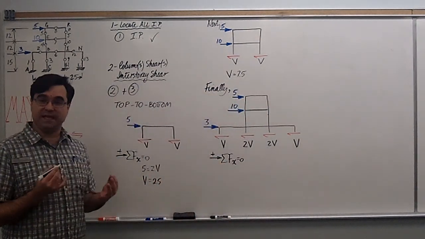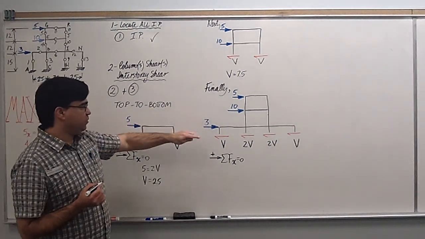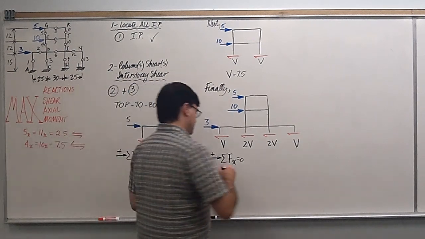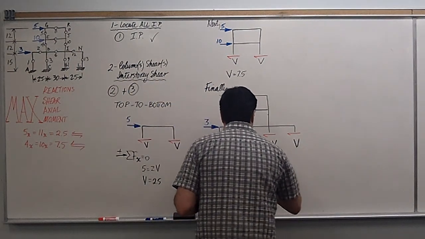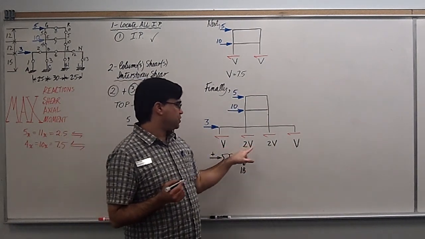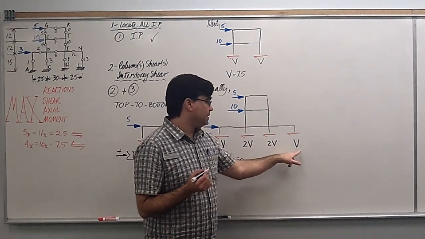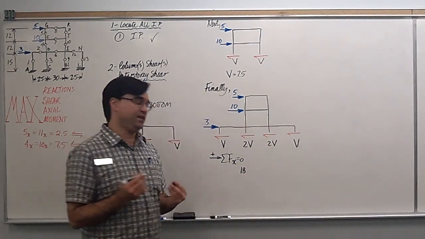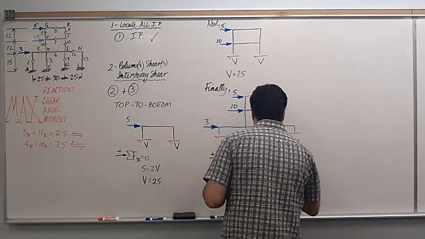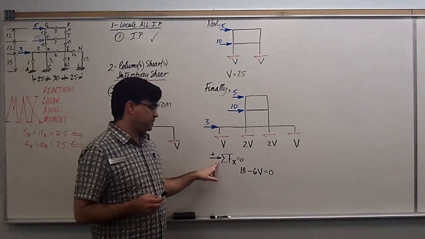Sum of the forces in the x direction equals 0. In this direction, we have 3 plus 10 plus 5. That's 18. In the opposite direction, we have V plus 2V, that's 3V, plus 2V, that's 5V, plus V, that's 6V. Okay? And they're negative because they're going in the opposite direction.